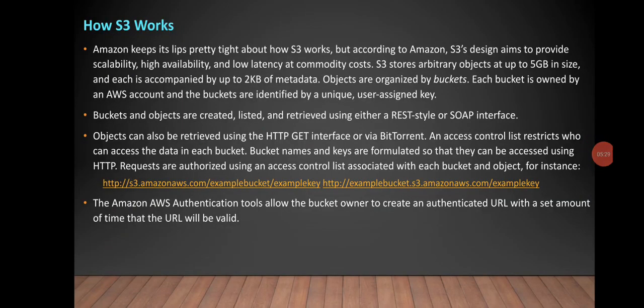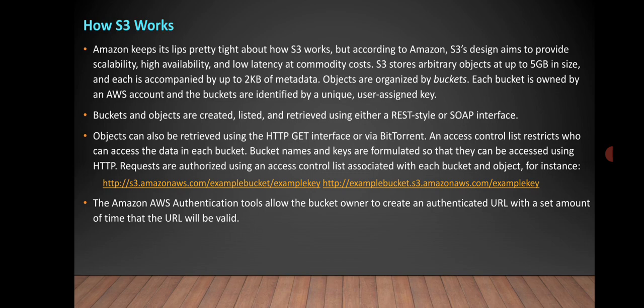Let's see about how S3 works. Amazon keeps its lips pretty tight about how S3 works, that is, it won't reveal the inner workings of S3. But according to Amazon, S3's design aims to provide scalability, high availability and low latency at commodity cost. S3 stores arbitrary objects of up to 5 GB in size, and each is accompanied by up to 2 KB of metadata. Objects are organized by buckets. Each bucket is owned by an AWS account, and the buckets are identified by a unique user-assigned key.